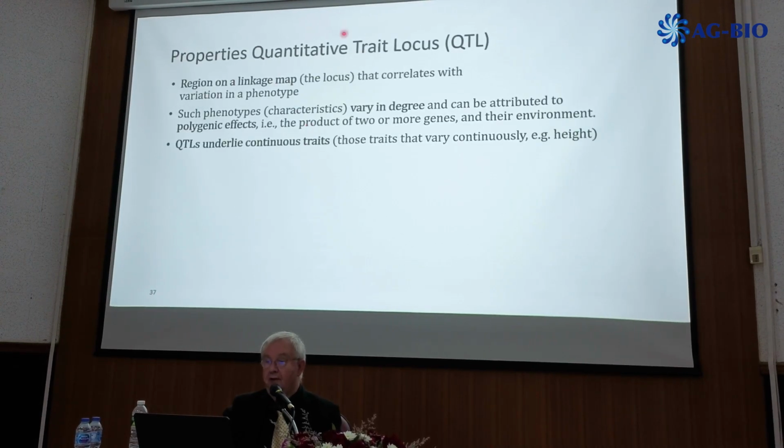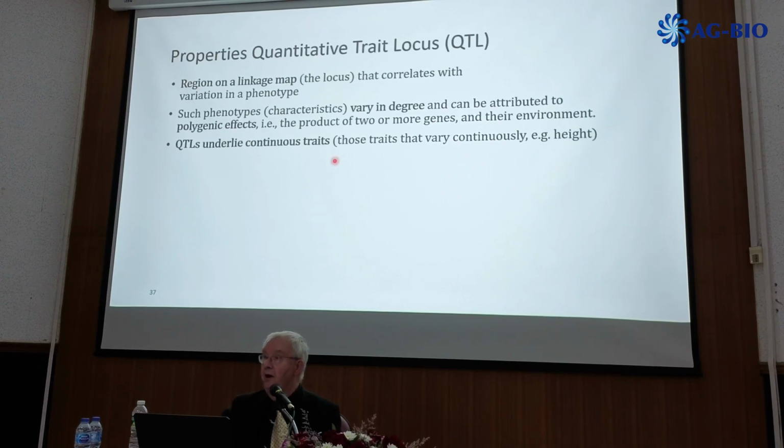Now, the quantitative trait loci, we now come to that in detail. What are the properties? It is a region on the linkage map that correlates with the variation of phenotype. Such phenotypes vary in degree and can be attributed to polygenic effects. That means you have the product of two or more genes and also the environment. And the QTLs, unlike discrete traits, those traits can vary continuously.